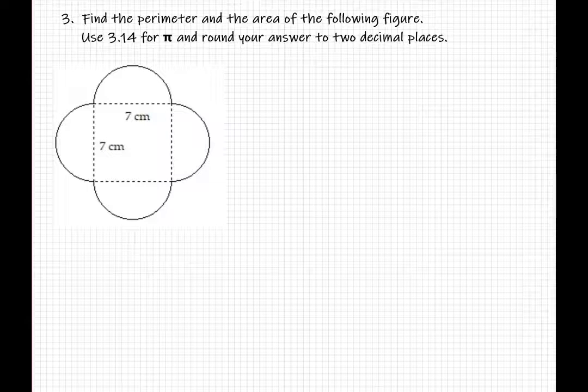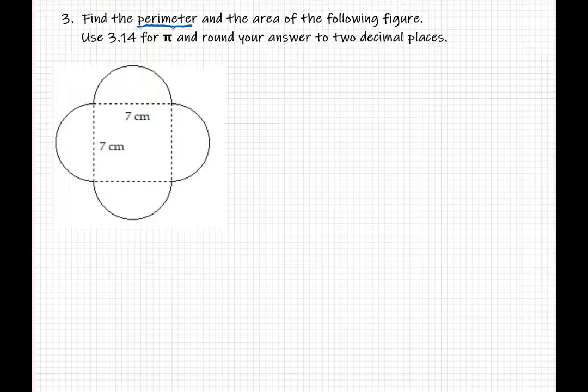Okay, we want to find the perimeter and the area of this figure. We're going to use 3.14 for pi, and we'll round the answers to 2 decimal places. Okay, so let's start with perimeter. Remember, perimeter is the distance around the outside.